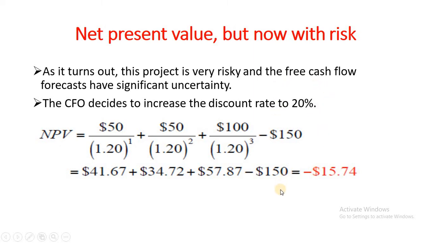In this case, the project should be rejected as the NPV is negative and this project will decrease the value for shareholders. So therefore, we should not accept this project with a 20% discount rate.